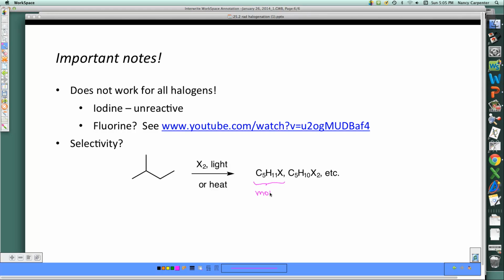You can get monohalogenation or dihalogenation or tri or tetra, etc. So to control that, the best way to control that is to have an excess of your alkane, and then it's much more likely that your halogen will react with alkane rather than your product. So that's selectivity issue number one.